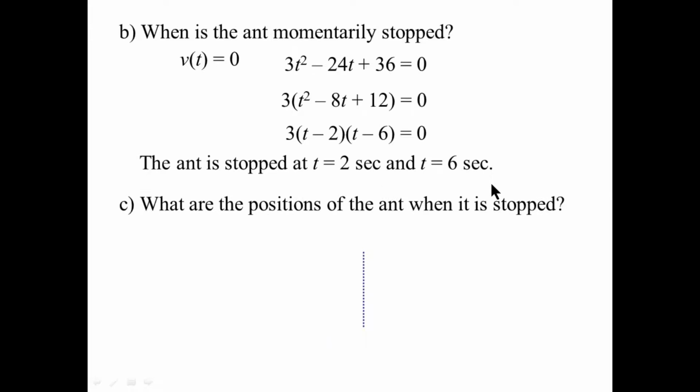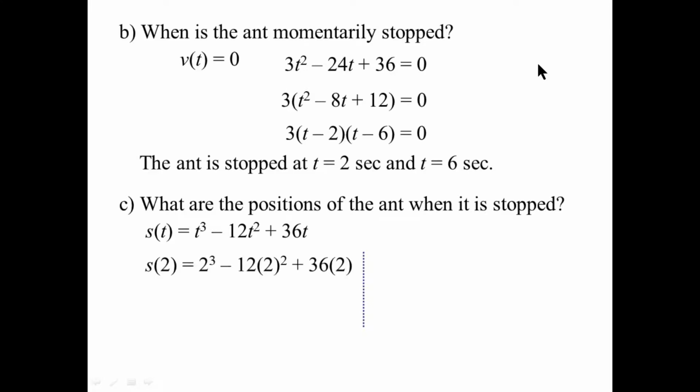Where was it when it stopped? Now here's the thing in calculus, there's a lot of places to sub things. We have to think about it. What are the positions when the ant is stopped? We'll take t equals 2, which is a time we know it was stopped, and we'll have to sub it in, not into the velocity, but into the displacement function, which is that original function reprinted here. Subbing in 2, the math is really simple.